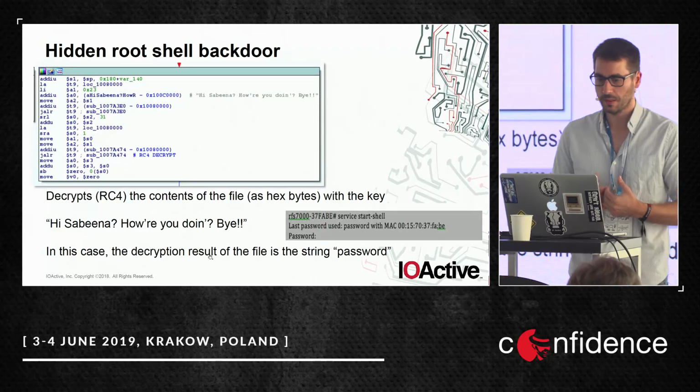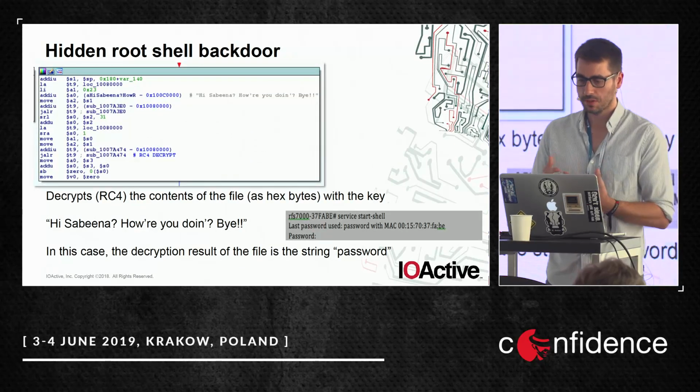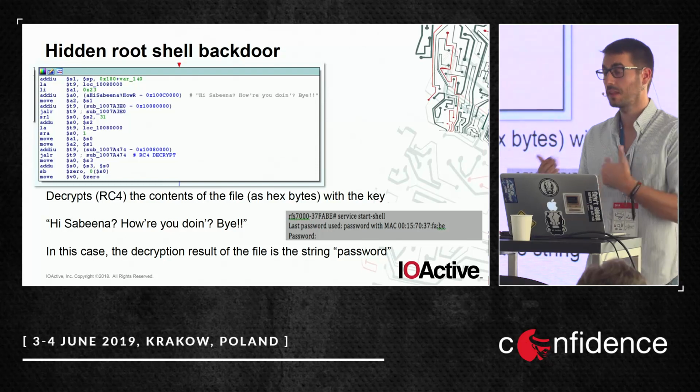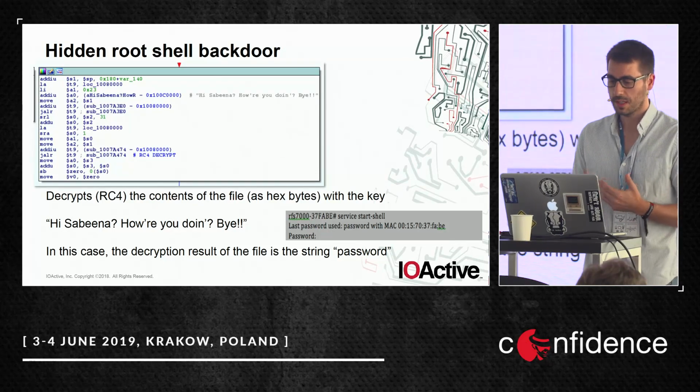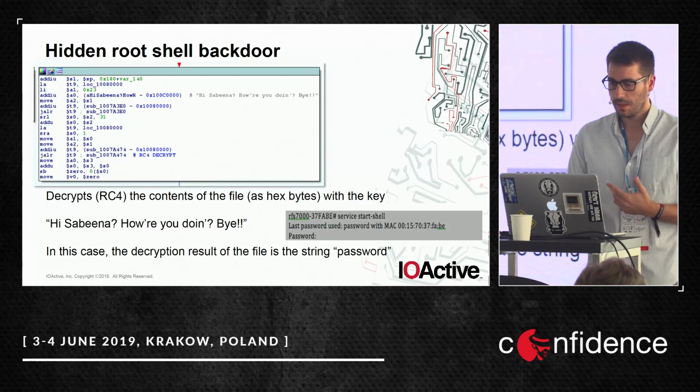After that, the code flow is going to decrypt that result using an RC4 algorithm, with this hard-coded key as the key.